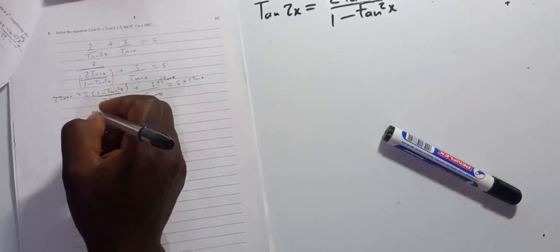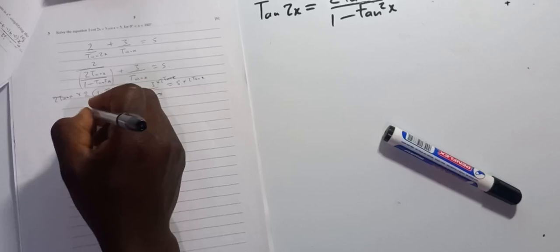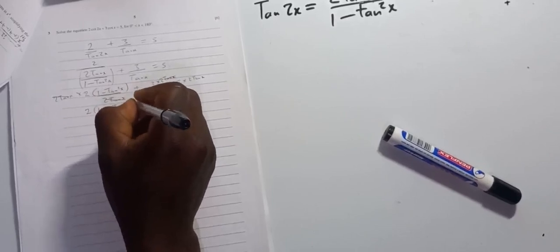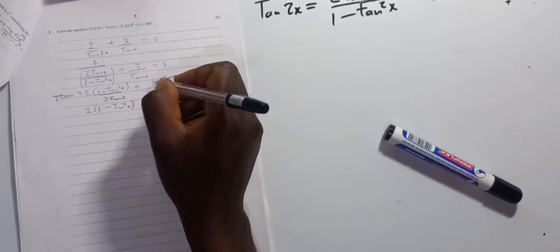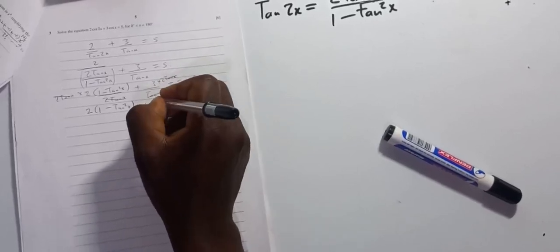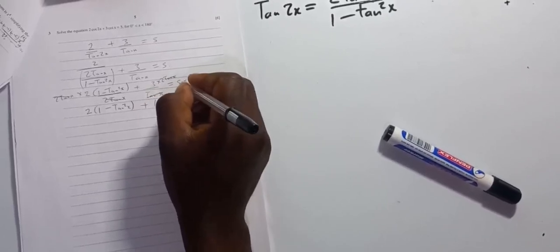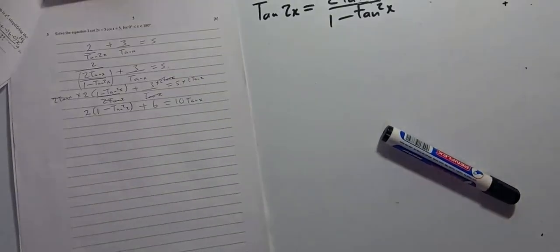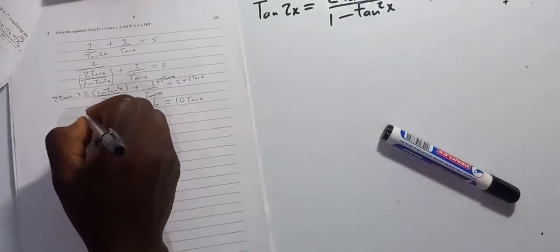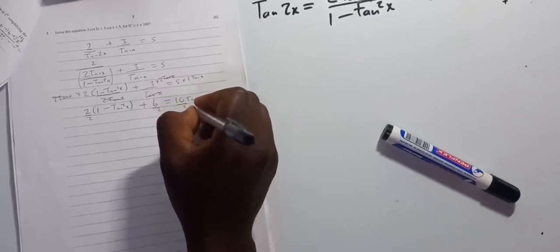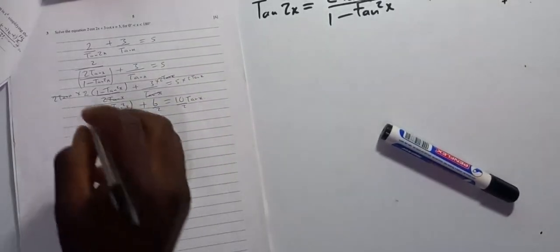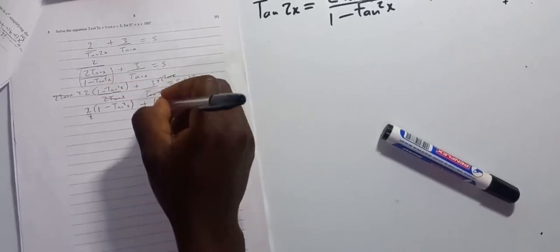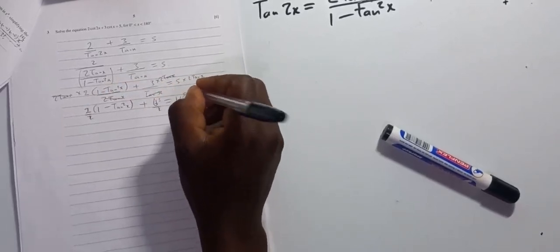So on the first term, what it means is we are going to have 2 bracket 1 minus tan squared x, plus 3 times 2, that will be 6, equals 2 times 5, that will be 10 tan x, like that. So we then divide throughout by 2 and take everything to one side. So taking everything to one side, here we're going to have 3, there we're going to have 10.